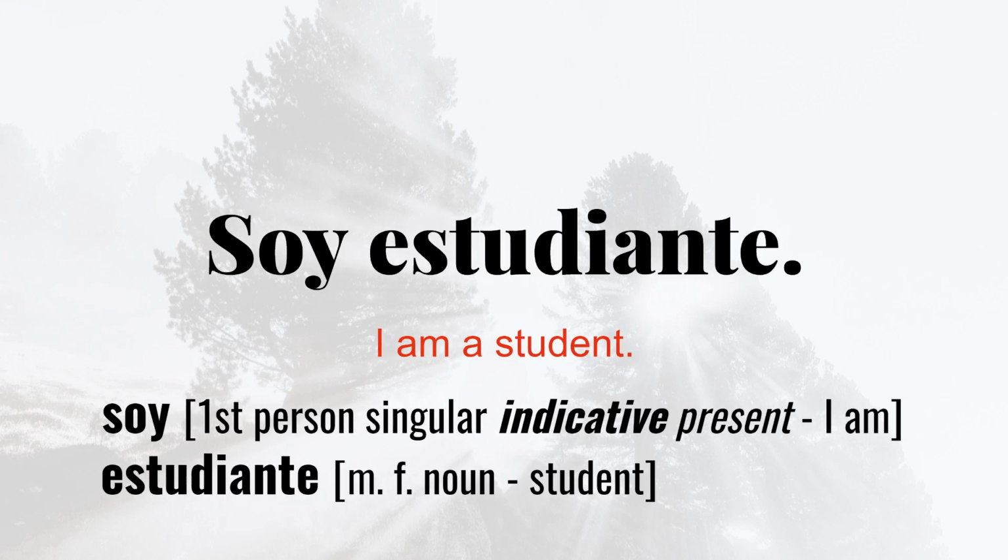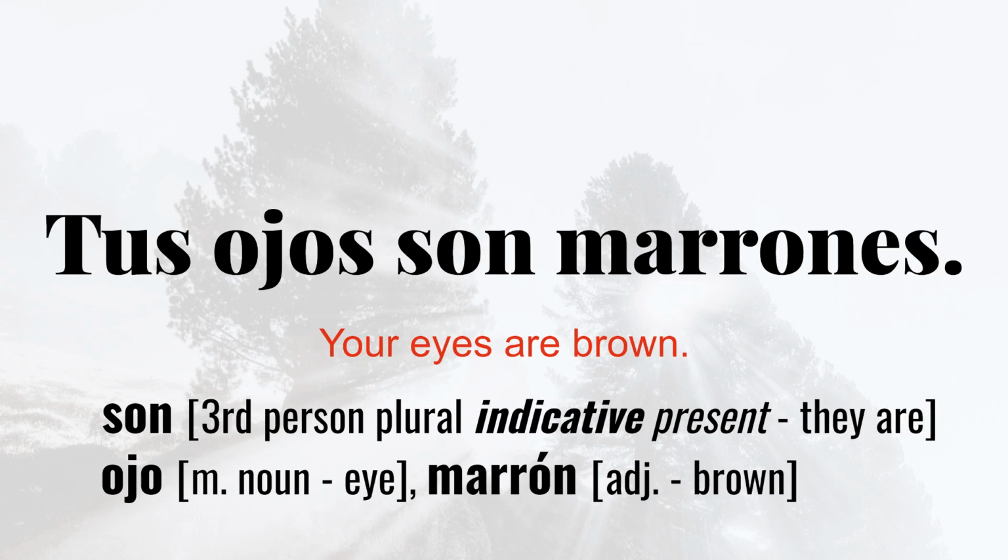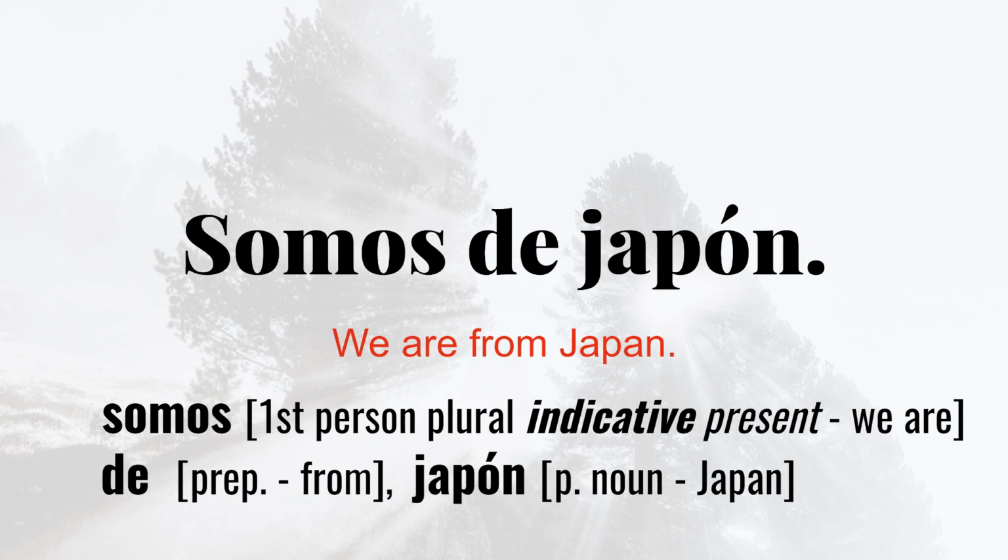Soy estudiante, meaning I am a student. Soy is a first person singular indicative present, meaning I am. Estudiante is a masculine or feminine noun, meaning student. Tus ojos son marrones, meaning your eyes are brown. Son is the third person plural indicative present, meaning they are. Ojo is a masculine noun, meaning eye. Marrón is an adjective, meaning brown.